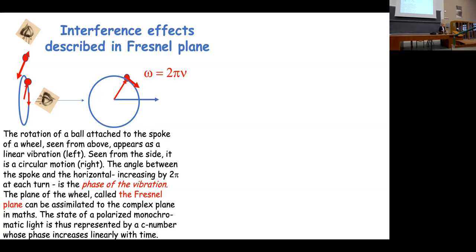This seems like just a change of notation, but it's very important because in fact it introduced complex numbers into physics, because this Fresnel plane is nothing but the complex plane of mathematicians. One direction is just the real axis, the other direction is the imaginary axis. And the vector which represents the vibration is just a complex number whose phase evolves by 2 pi each time that the motion makes one turn.